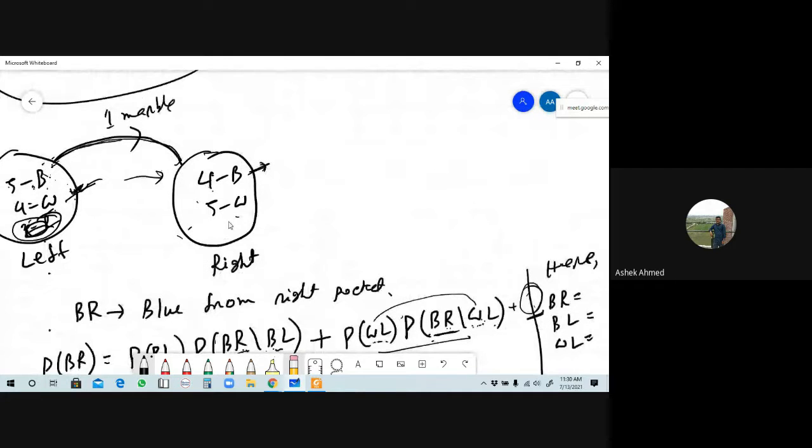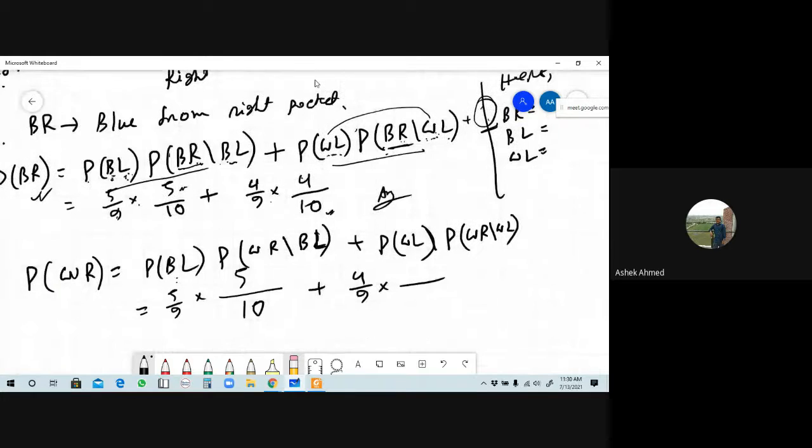increased here, so the number of white marbles will be increased there. So the total number of white marbles in the right pocket will be what? There were 5 before, and one more makes it 6. 6 plus 4 makes 10. So the total number will be 10, but the number of white marbles here is 6. Okay, in that case this will be the result here.